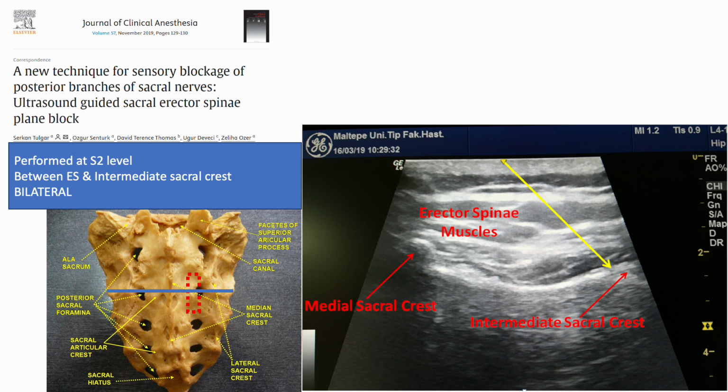As you know, the sacrum contains the median crest, the intermediate crest, and the lateral crest. The block was performed at the level of the S2 intermediate sacral crest, where an in-plane injection was performed under the erector spinae muscle. A volume of 15 to 20 ml of local anesthetic injected bilaterally provided effective analgesia for pilonidal sinus surgery.